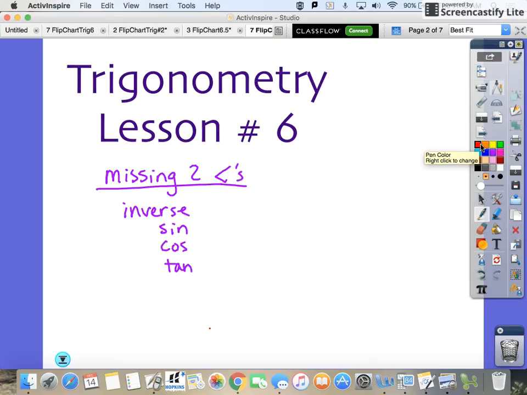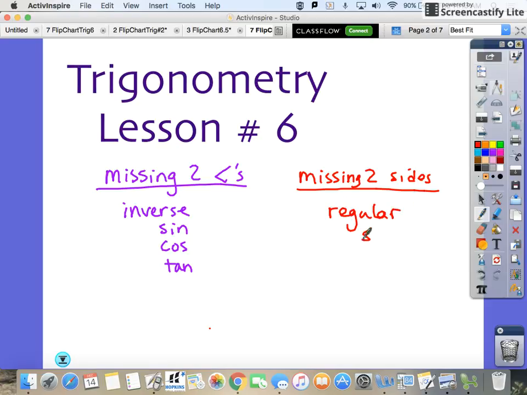There's also a few examples where we're missing two sides. That is when we need to use regular sine, cosine, and tangent. Inverses would look like this: sine inverse, cosine inverse, tangent inverse.